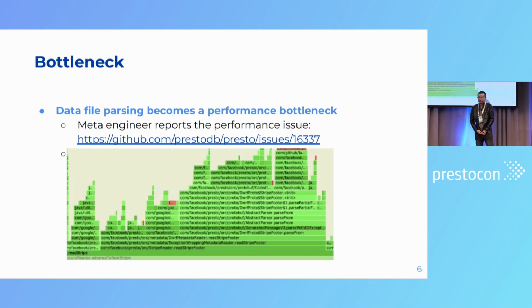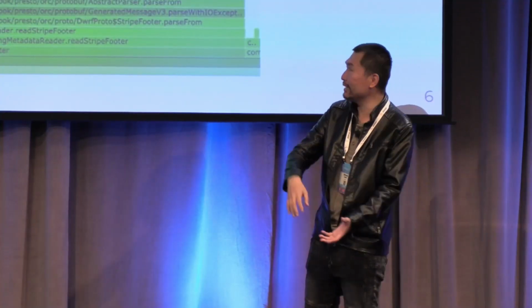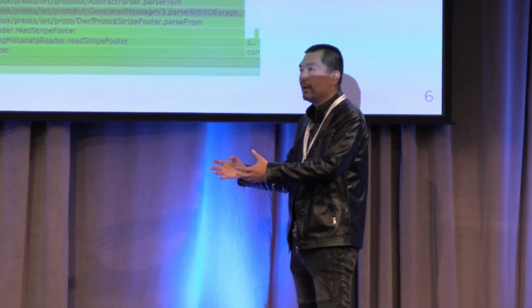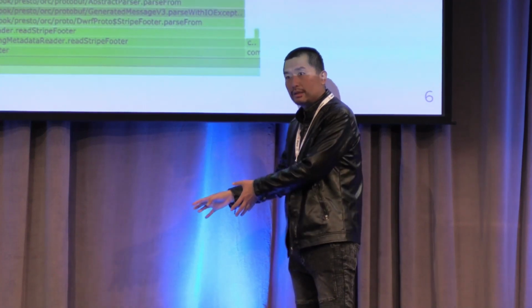I think that's why we need to involve this two-tier cache approach, because we need to make something off-heap. We need to put something into the disk.